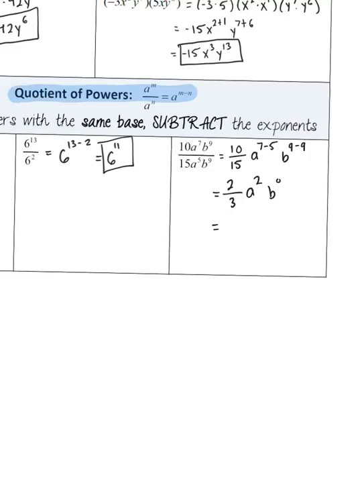The other piece of this that I can simplify is the B to the 0 power. Any number to the 0 power is 1. So this whole thing is just going to change into a 1. If I multiply something by 1, nothing's going to change, so I really don't even need to put that 1 there. This is going to be my fully simplified answer.